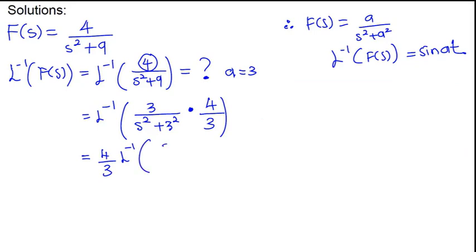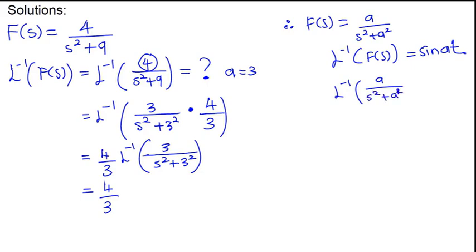So Laplace inverse of 3 over S square plus 3 square, this one we get 4 over 3. So you know that Laplace inverse of A over S square plus A square is equal to sine AT. So your answer here is 4 over 3 sine 3t.